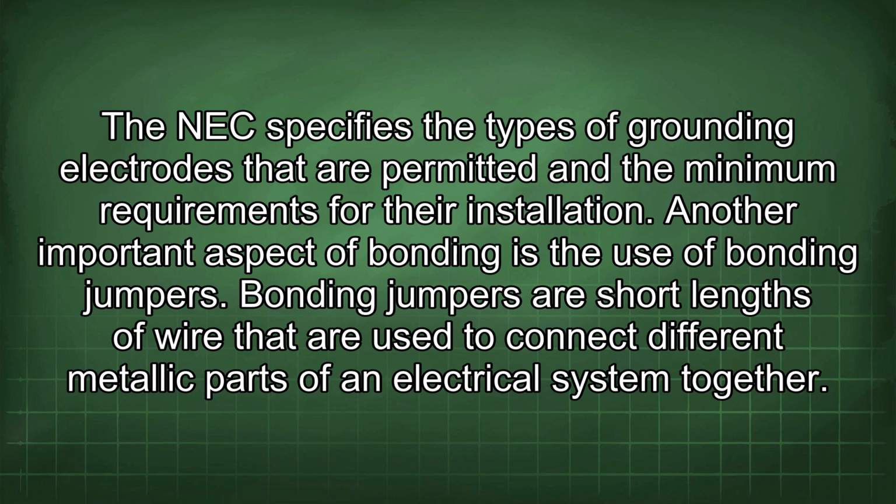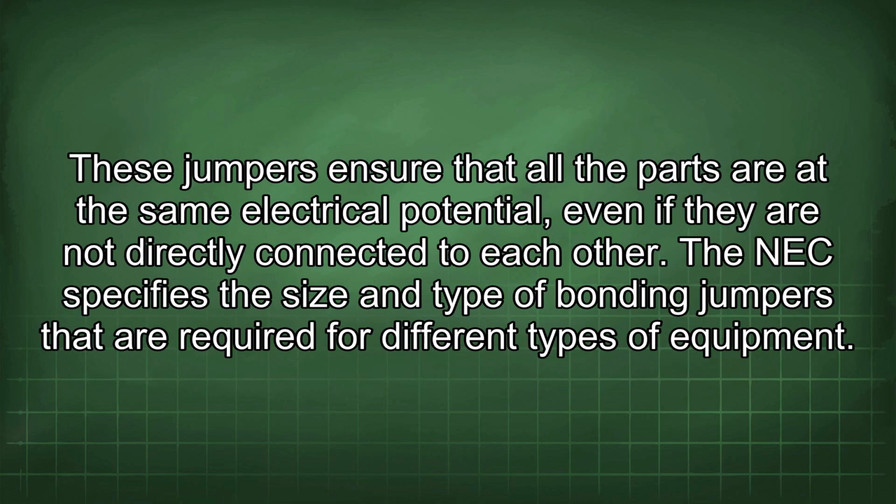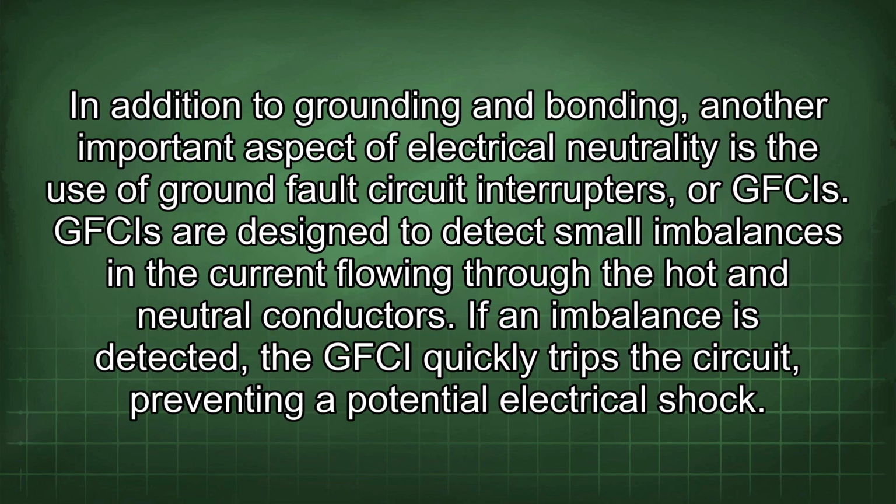Another important aspect of bonding is the use of bonding jumpers. Bonding jumpers are short lengths of wire that are used to connect different metallic parts of an electrical system together. These jumpers ensure that all the parts are at the same electrical potential, even if they are not directly connected to each other. The NEC specifies the size and type of bonding jumpers that are required for different types of equipment.